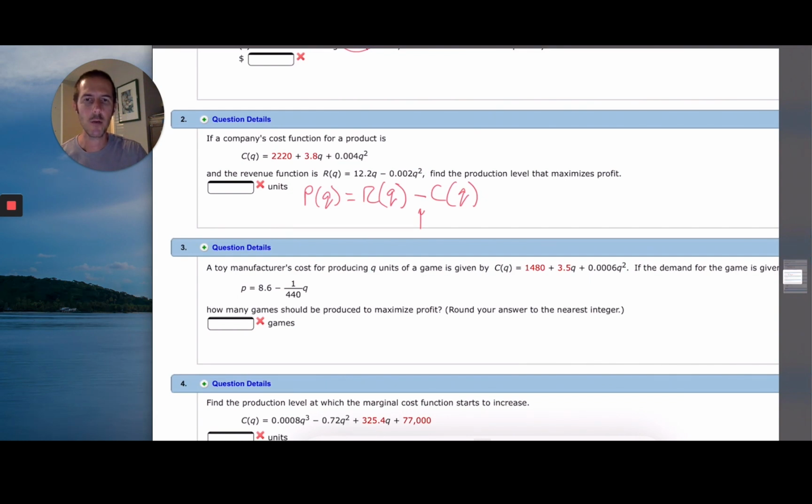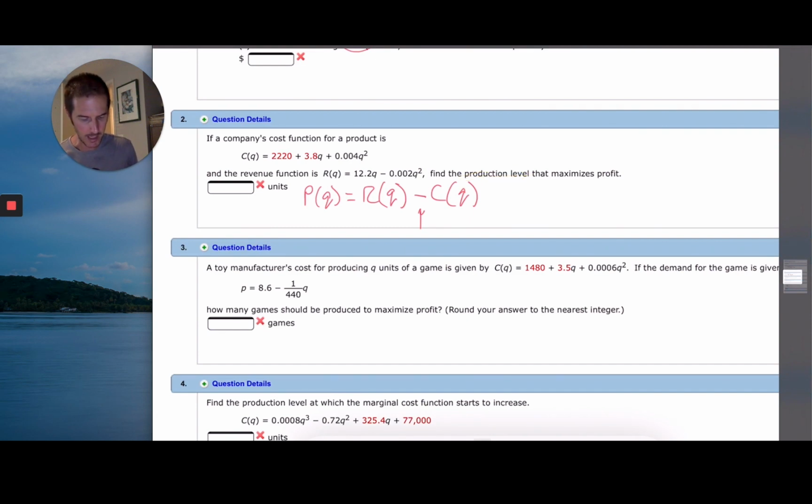Figure out your profit function, take the first derivative, set it equal to 0, find yourself a Q value. That Q value is the number of units that will maximize your profit. You're only being asked here to find the production level that's going to maximize profit.